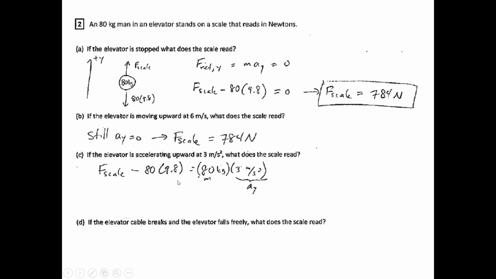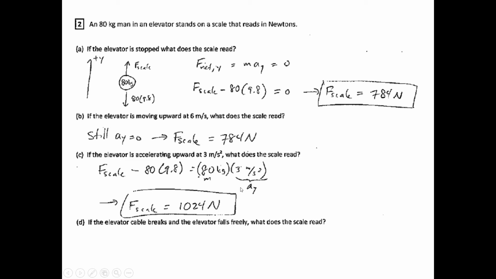Now we have m. When we do the sum of the forces, that's equal to m, that's always the mass of the object in the free body diagram. So here, that's 80 kilograms, times the y component of the acceleration. And the acceleration is up, plus y is up, so that's a plus 3 meters per second squared. Notice the answer we're going to solve for now is the previous one we got, 784, plus some extra amount added on to that, 80 times 3. So when we add those together, we get 1,024 newtons is the scale reading.